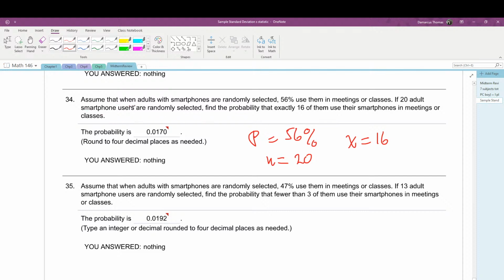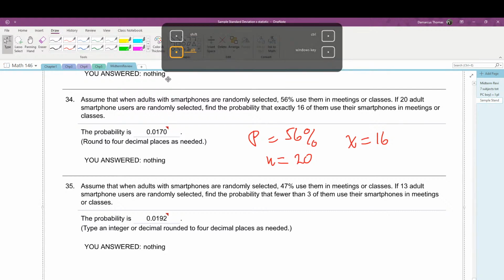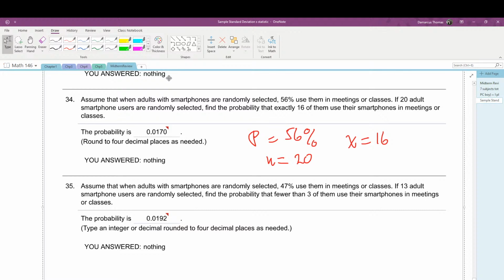So it says, assume that when adults with smartphones are randomly selected, 56% of them use them in meetings or classes. Okay, so 56% of adults use them in meetings or classes. If 20 adult smartphone users are randomly selected, find the probability that exactly 16 of them use smartphones in the meeting. 16 out of the 20. What is that probability? Well, what we're going to do is use the binomial probability function.